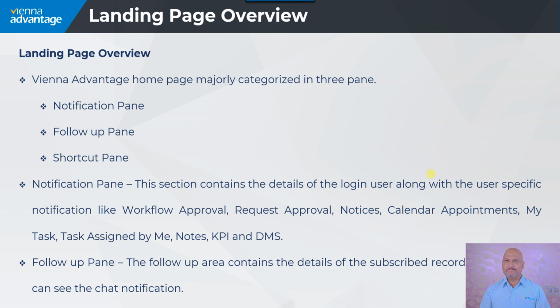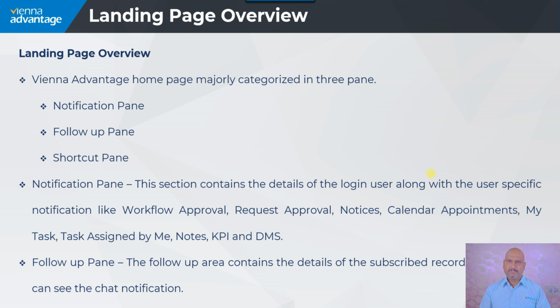The main landing page of Vienna Advantage is categorized into three categories. One is the notification pane, the second one is the follow-up pane, and the third one is the shortcut pane. Or you can say these are three different panes: left pane, right pane, and the center pane. Apart from that, there are many other things available in Vienna Advantage that we need to understand. So in this video, we are going to see what all the main components of the Vienna Advantage landing page are.